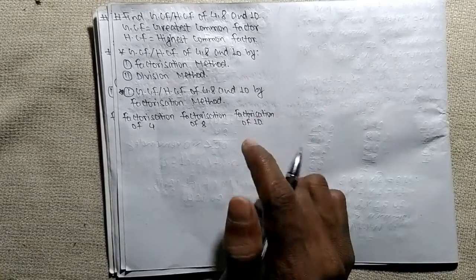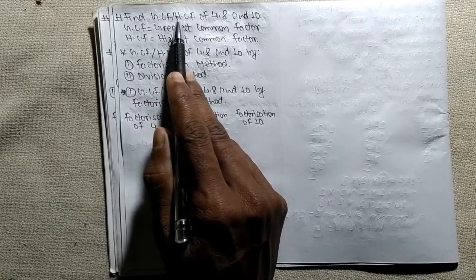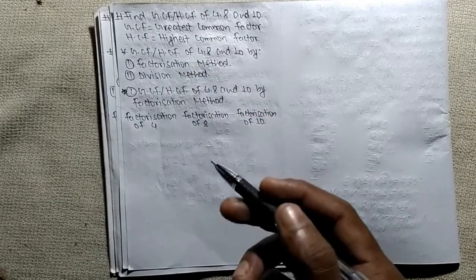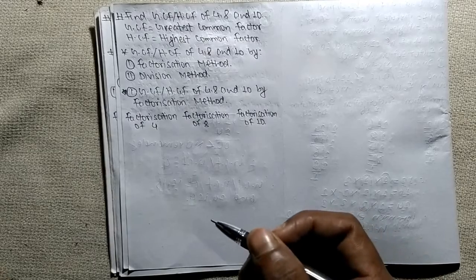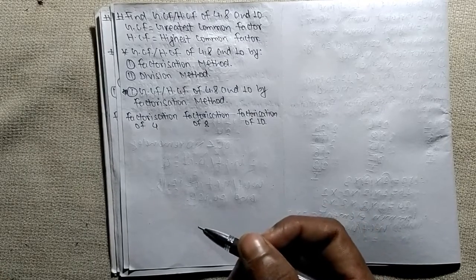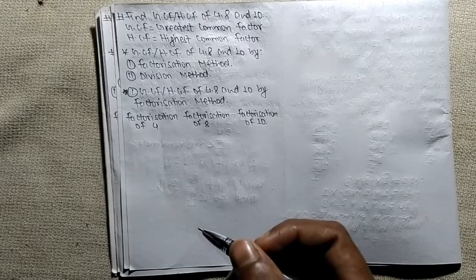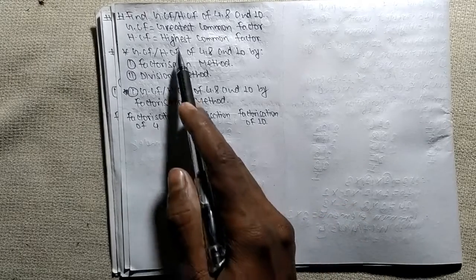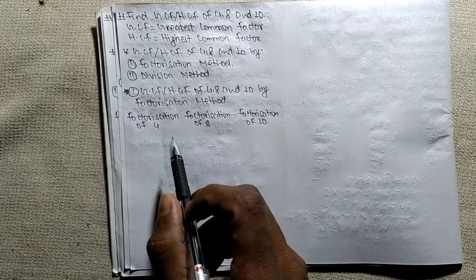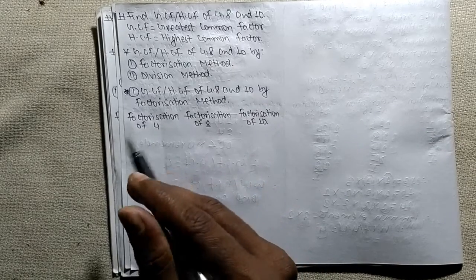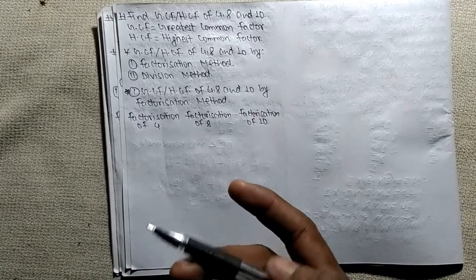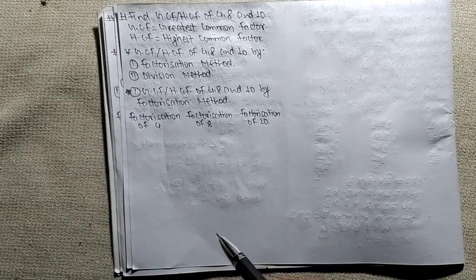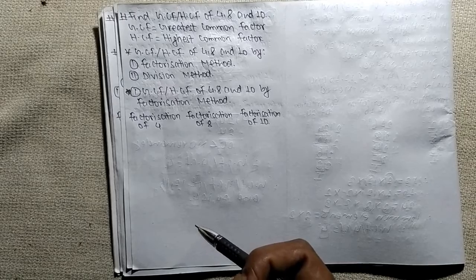So today in this video we shall learn how to find GCF or HCF of 4, 8 and 10. Before finding GCF or HCF, we should know what GCF or HCF stands for. GCF stands for greatest common factor and HCF stands for highest common factor. Here we shall find GCF or HCF by two methods: first by the factorization method and second by the division method.